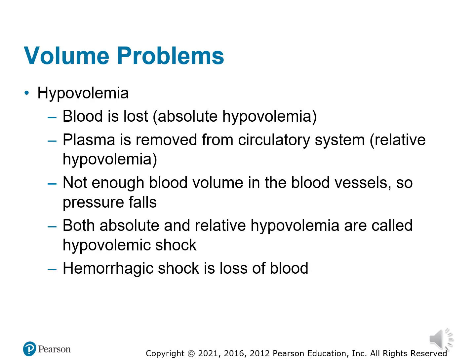So with volume problems is hypovolemia. The blood is lost, also known as an absolute hypovolemia. Plasma is removed from the circulatory system, which is then considered relative hypovolemia. There's not enough blood volume in the blood vessels, so that's when your blood pressure falls. Both absolute and relative hypovolemia are called hypovolemic shock. Hemorrhagic shock is when you have a loss of blood.